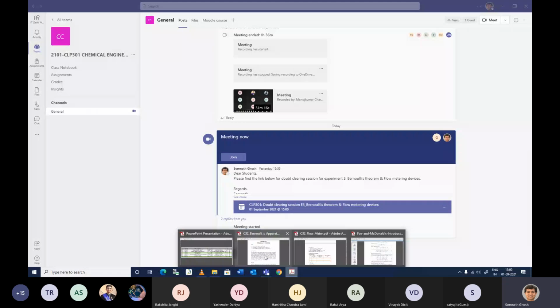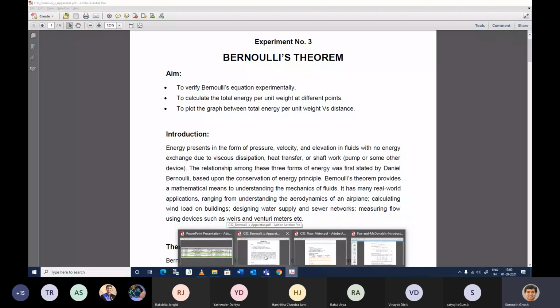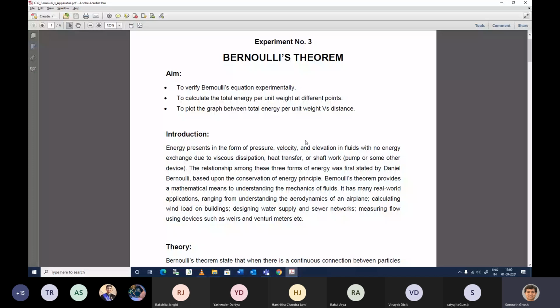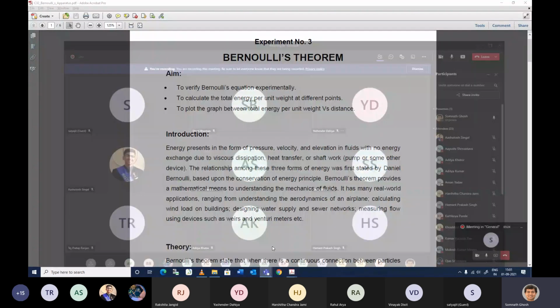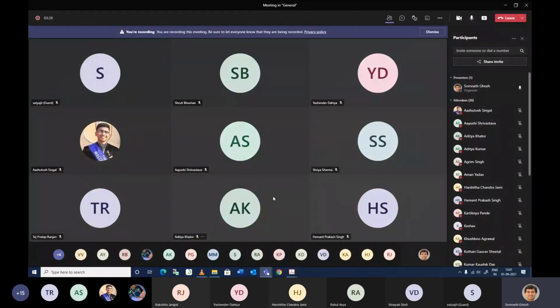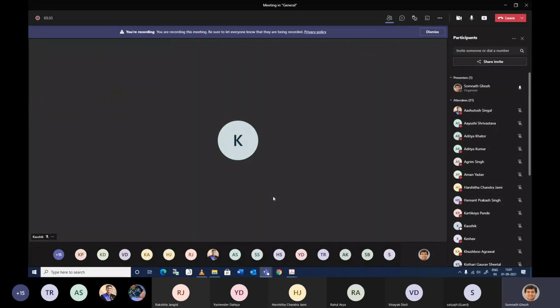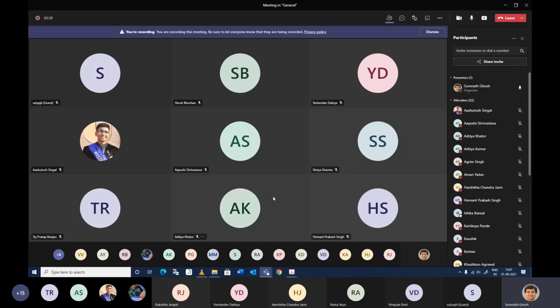So mainly we will discuss Bernoulli's theorem, and along with that we will also discuss different flow measuring instruments. These flow measuring instruments are mainly the orifice meter, venturimeter, and rotameter, right? And the basic principle for those flow measuring instruments is based on Bernoulli's theorem. Okay. Now you all studied this Bernoulli's theorem in fluid mechanics, right?